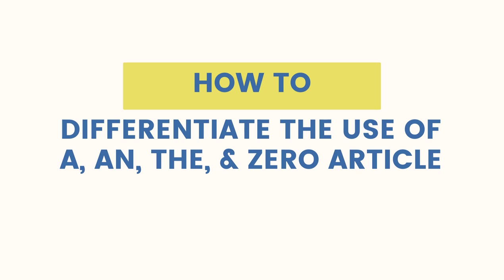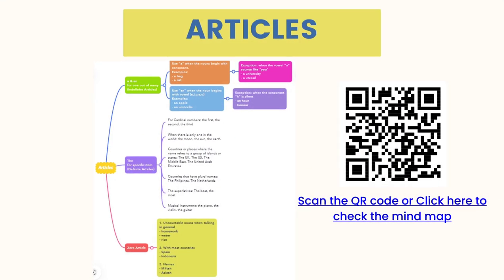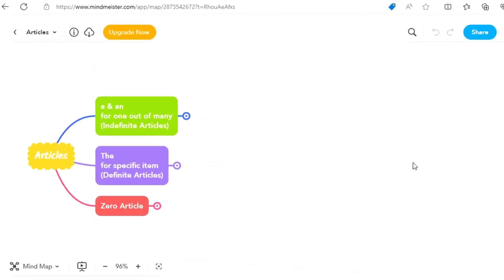The articles that we are going to learn are a, an, the, and zero article. I'm going to use mindmaster.com to bring this material to you, and this is the visual. You can also scan this QR code to access the mind map that I made. Now, without further ado, let's start.